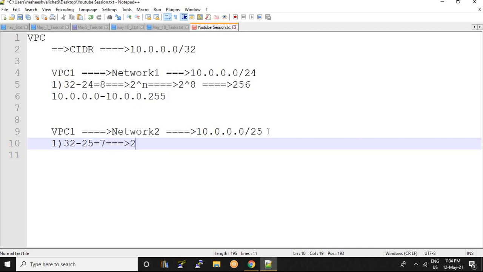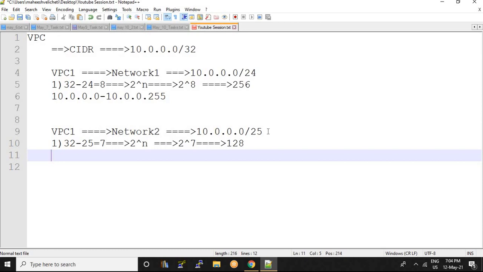So we have a formula, 2 to the power of n. So 2 to the power of n means 2 to the power of 7. So what is 2 to the power of 7? 128 IPs we will get. Okay. So where did the IP numbering start from?